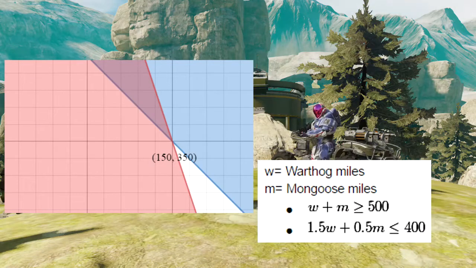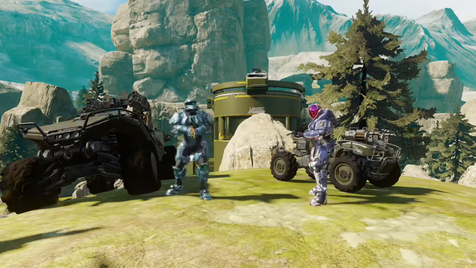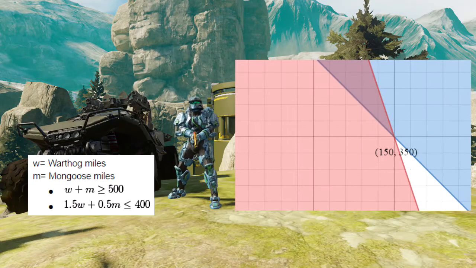Alright, fine. In order to solve this problem, we can graph the inequalities, and as you see, the two lines intersect at the point 150, 350. The right side of the graph means that the number of miles for the Warthog and the Mongoose meets the goal of less than 400 pounds of CO2 emission, but does not meet the goal of driving more than 500 miles. The blue section of the graph shows that it meets driving more than 500 miles, but exceeds the amount of CO2 gas emissions the UNSC wants to limit.